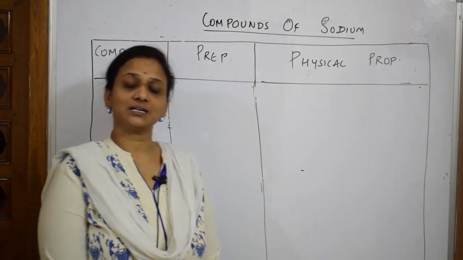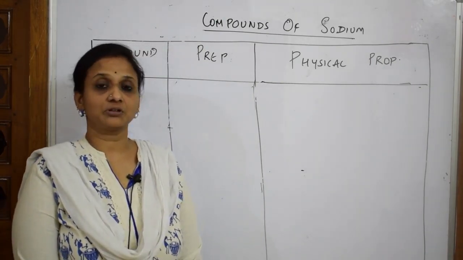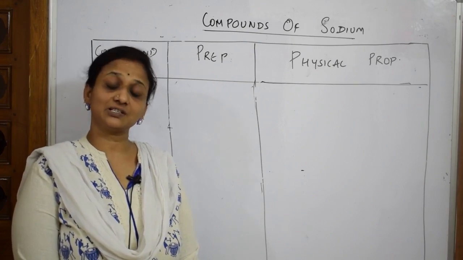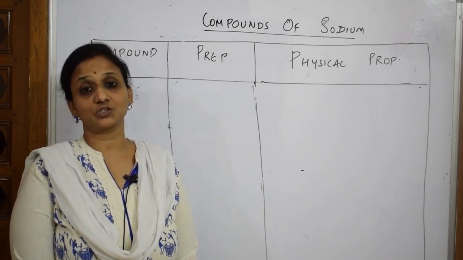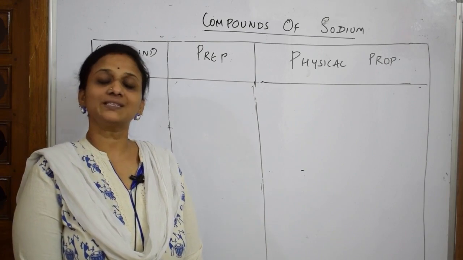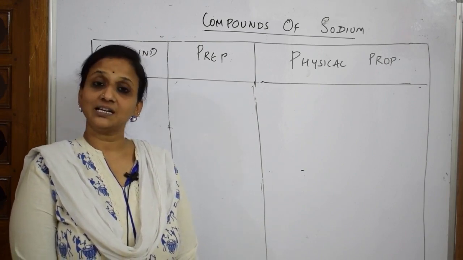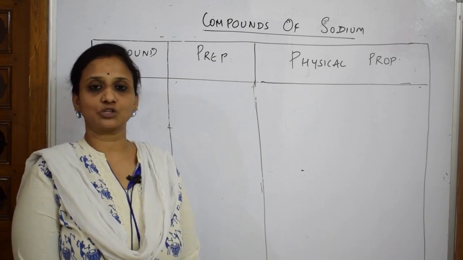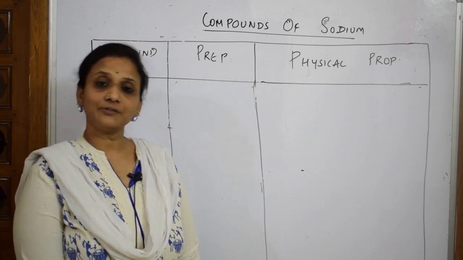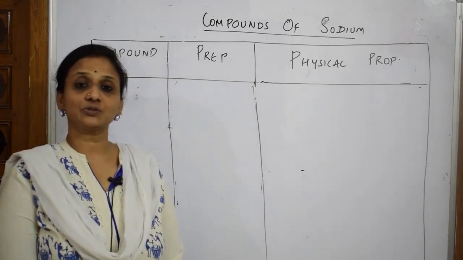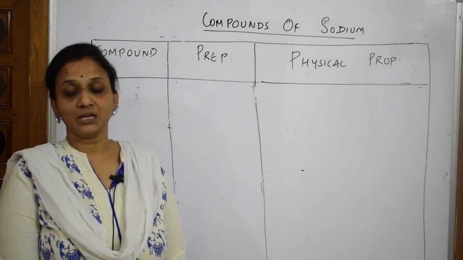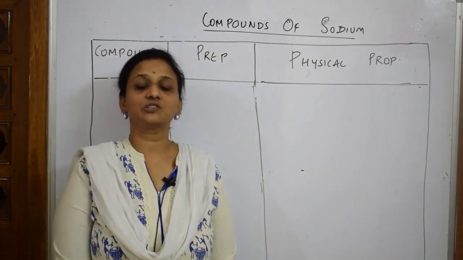The important compounds of sodium are: first, you're going to study caustic soda, that is sodium hydroxide. You will also be studying washing soda, that is sodium carbonate decahydrate, that means 10 water molecules of crystallization. After that, you will be studying baking soda, that is sodium bicarbonate. The most important concept on peroxides also you have.